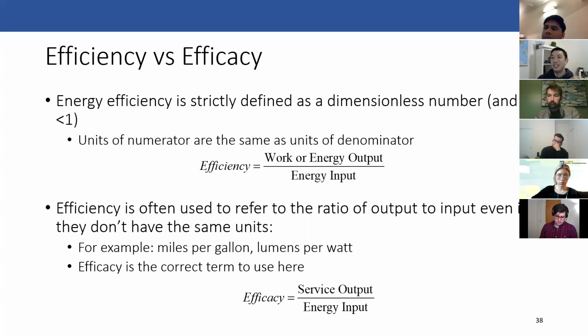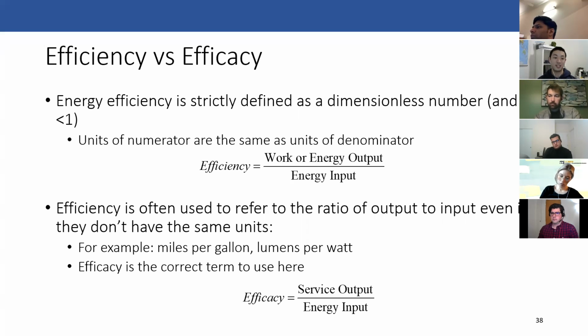However, we will often talk about an informal term of efficiency, which I should be calling efficacy, but it's so prevalent in the energy discourse that people treat it the same. So very often we think about the ratio of the output to input, right? And so the example I was talking about before, the MMBTU to kilowatt hours or gigawatt hours, even if they don't have the same units.